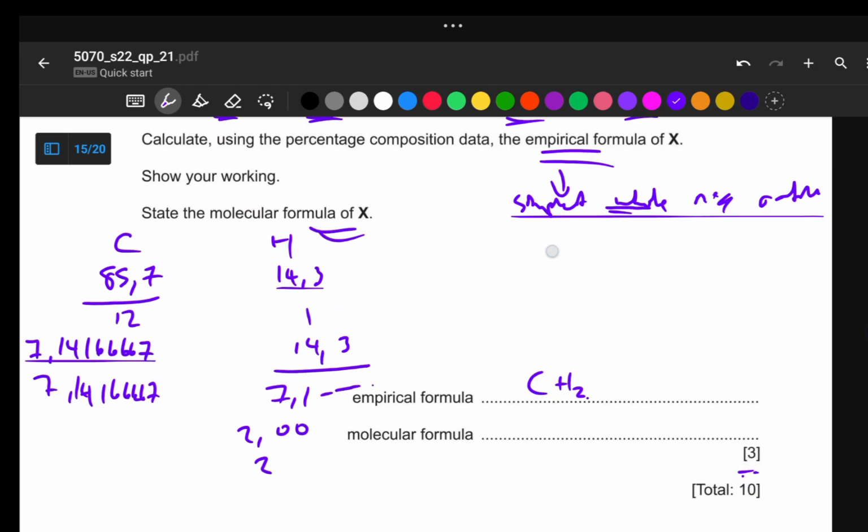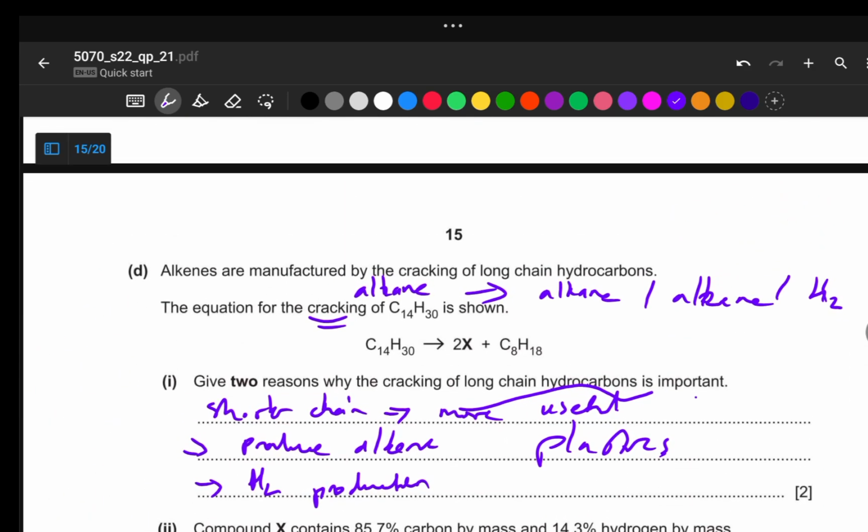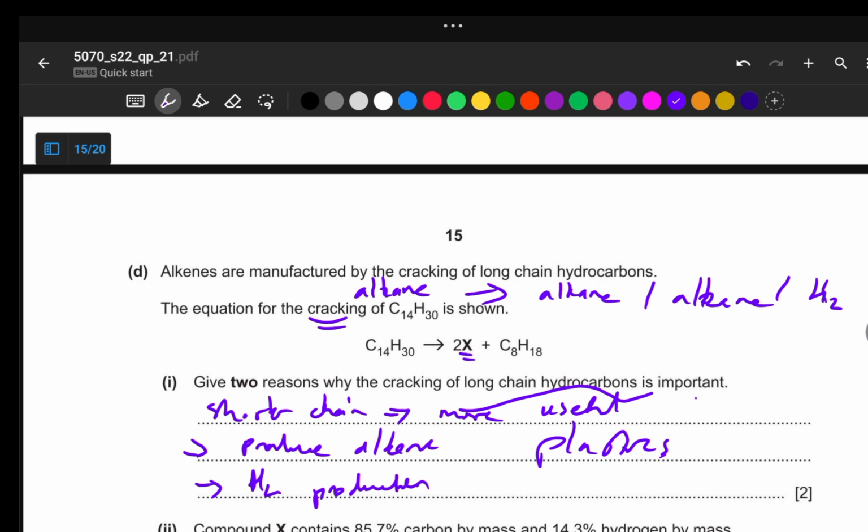CH2, right? So the molecular formula of X, we are simply going to deduce X here. So we are having decane being cracked into two organic compounds, right? So the number of carbon atoms is 10. Let us say the number of carbon atoms in X is equal to X, so 2X plus 8, the number of carbon atoms in this compound. So we are going to simply solve for X here. So it's going to be 10 minus 8 is equal to 2X, and then 2 is equal to 2X, as simple as that. So the number of carbon atoms is C3.